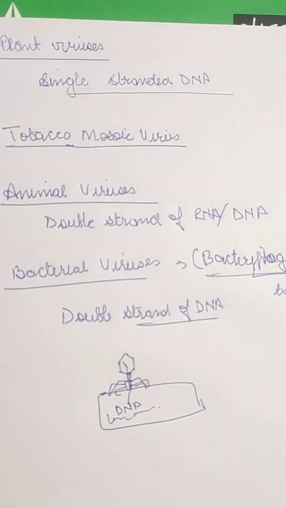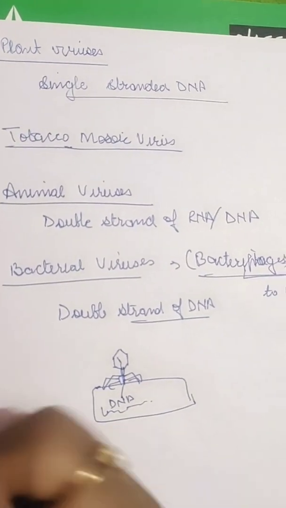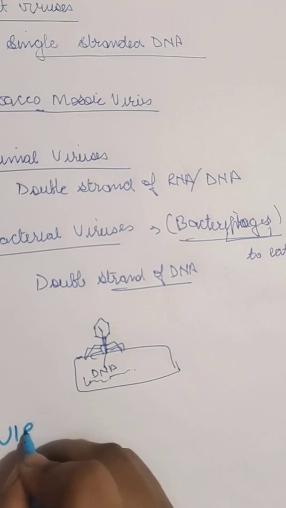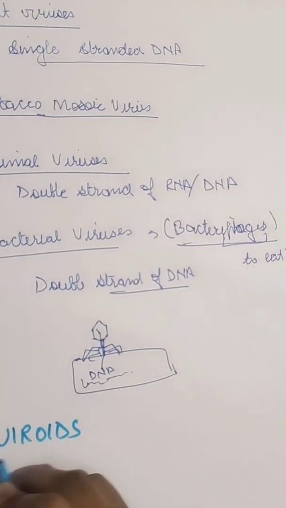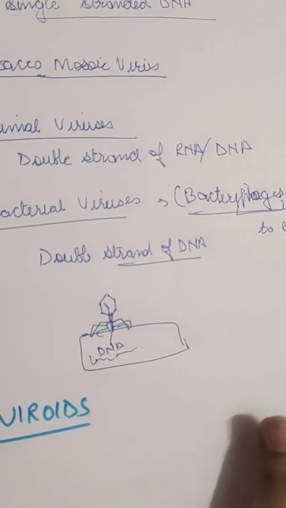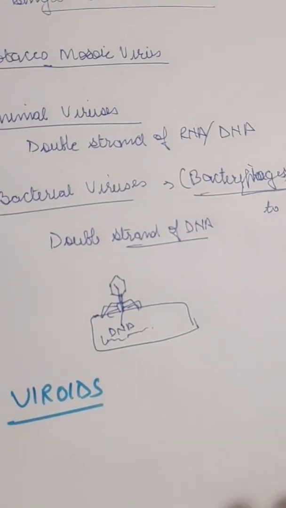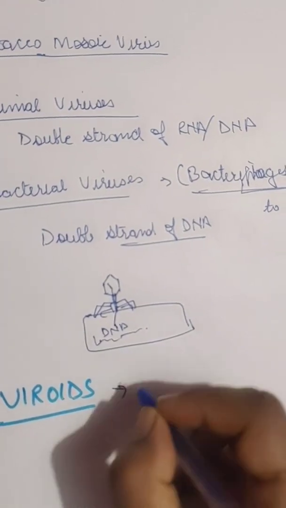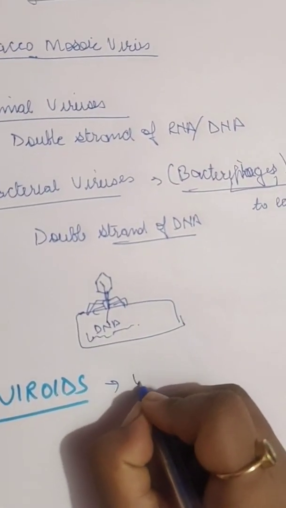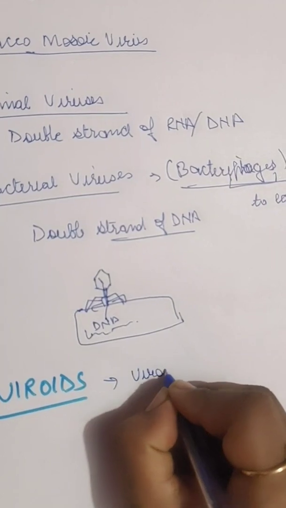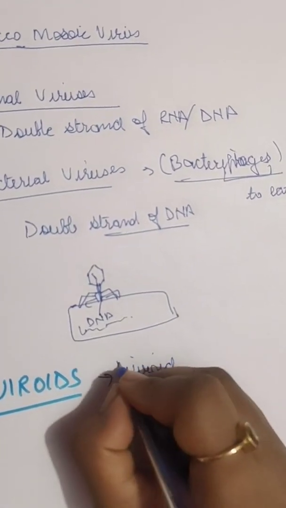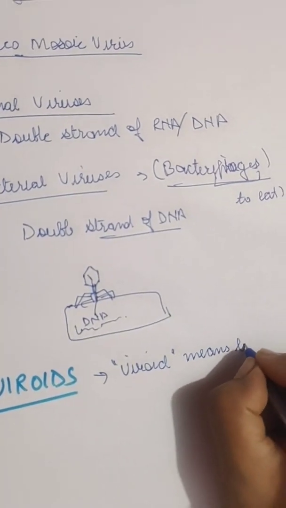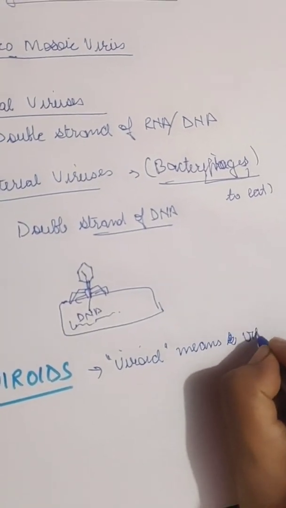So now let's talk about viroids, the other organism. Viroids are also a type of virus which are much smaller than viruses. The word viroid means virus-like, which looks like a virus.